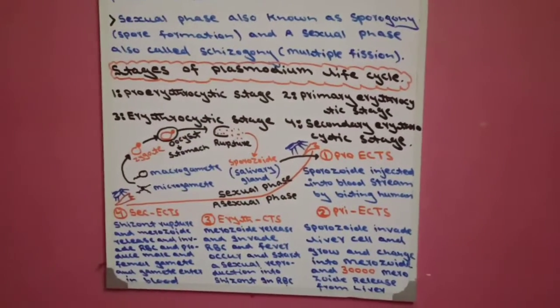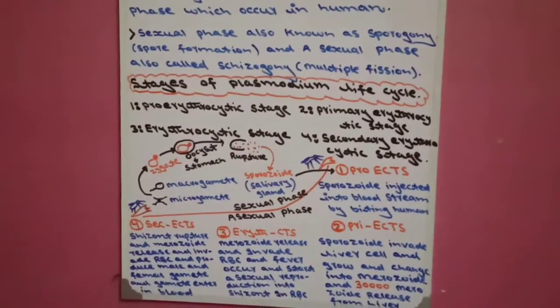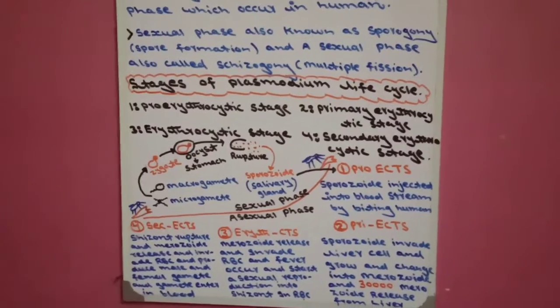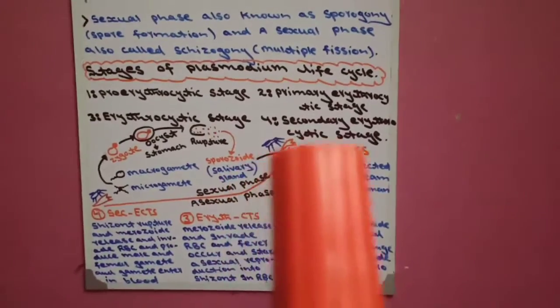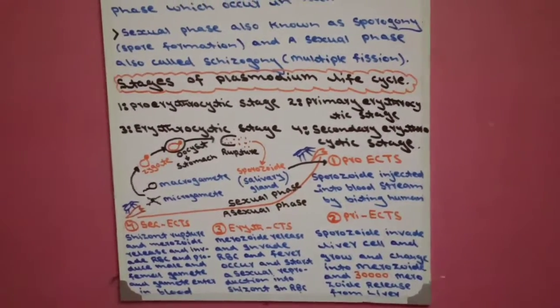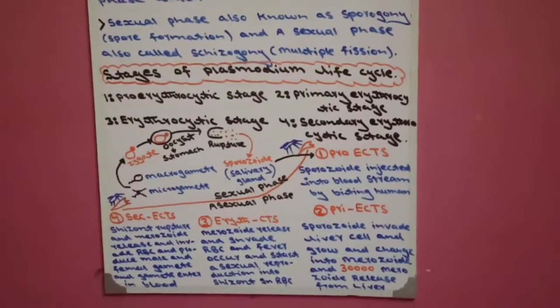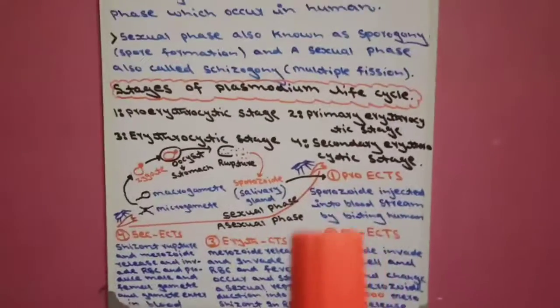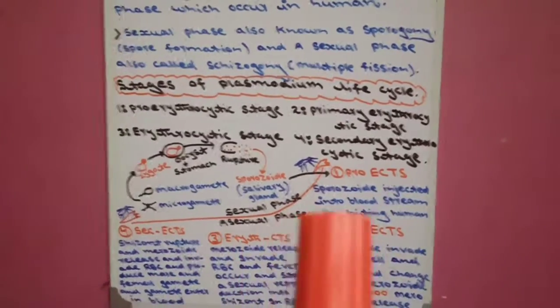The third is the erythrocytic stage. In this stage of the asexual phase, the Plasmodium attacks the RBC. Fourth is the secondary erythrocytic stage. In the secondary erythrocytic stage, again Plasmodium attacks the RBC. Now, first we start with the asexual phase.